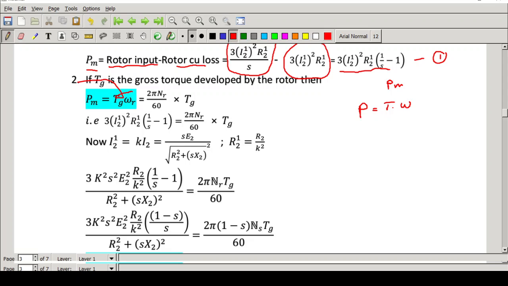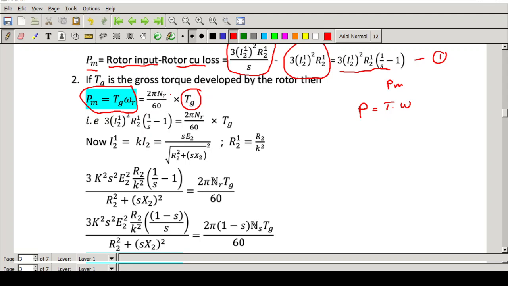So I can write PM is equal to T into omega R. What is this T? T is the torque.